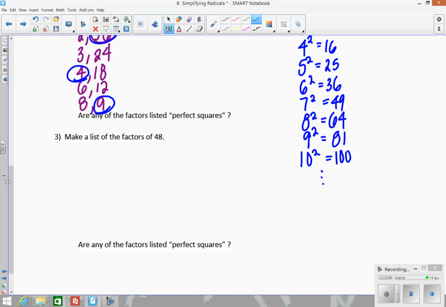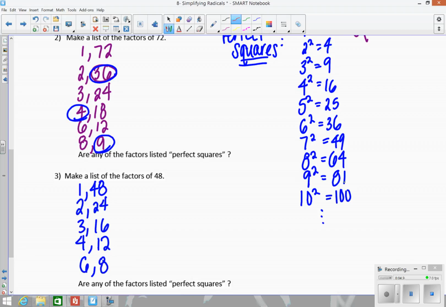When we look at coming up with the factors of 48, again, 1 and 48, go to 2, 2 and 24, 3 and 16, 4 and 12, 6 and 8. Those are all the numbers that multiply to give us 48. Then looking at these, are any of these perfect squares? Well, compare these factors with the numbers over here. If I scan through here, I see 16 and I see 4 as being perfect squares.